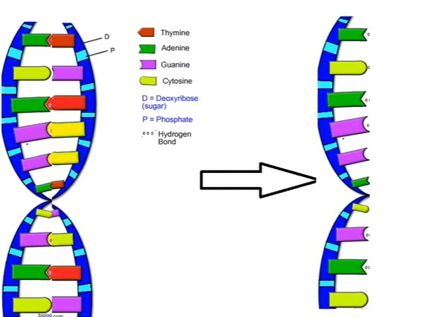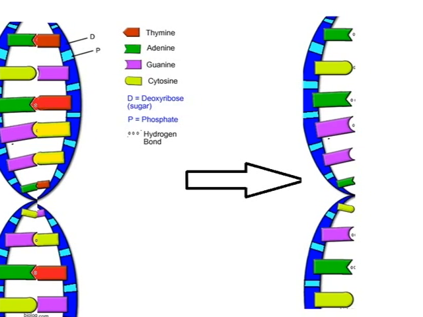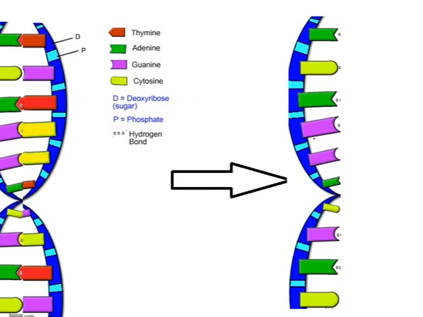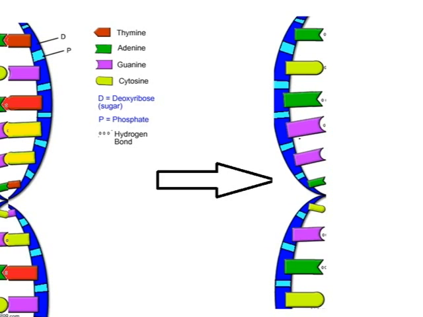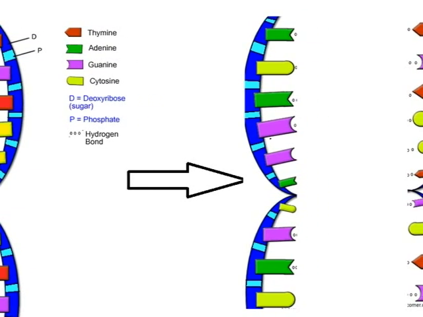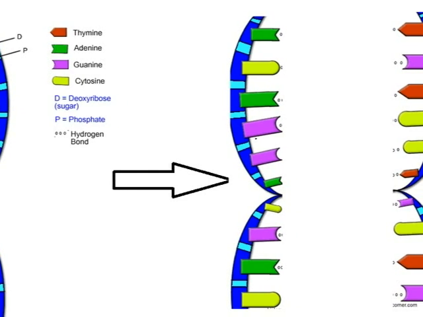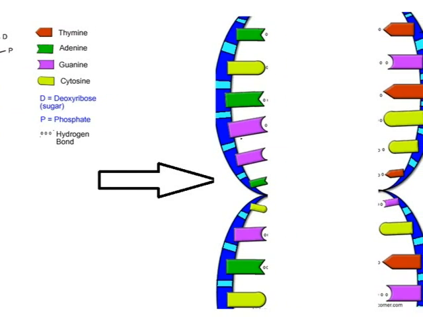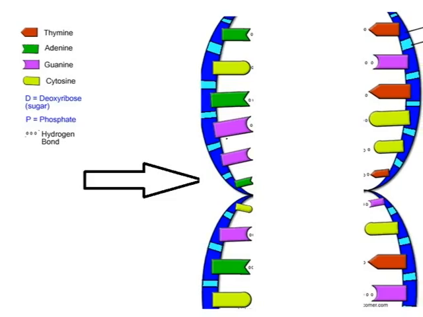The first step of protein synthesis involves an enzyme which will unzip DNA, opening the protein recipe to be copied. DNA is far too valuable to leave the nucleus, as it could be damaged, so it is opened up so a copy can be made.